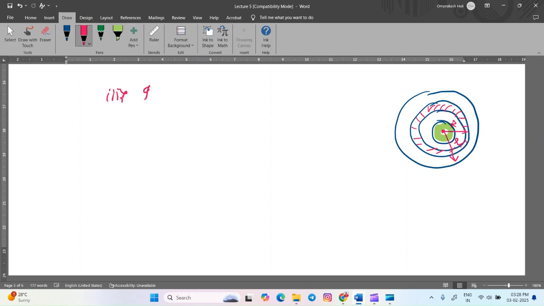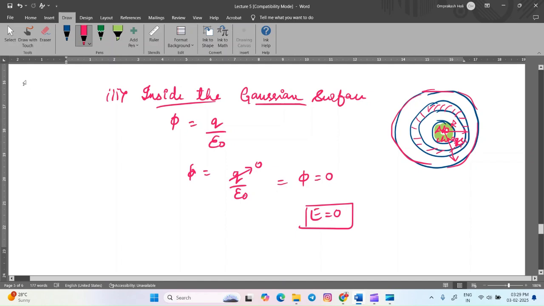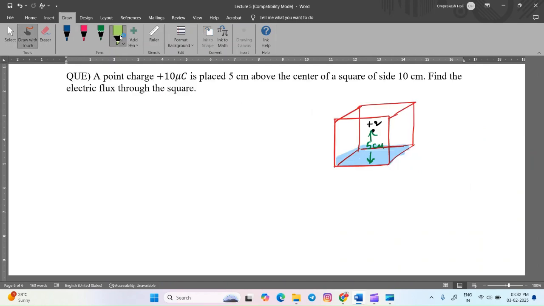Third expression, inside the Gaussian surface, we know by Gauss law that phi is equal to Q by epsilon naught. Since there is no charge inside, because the shell is present outside, outside there is presence of charges, inside there is no charge. Therefore phi is equal to Q divided by epsilon naught. So if Q is equal to 0, that means phi is also equal to 0. That means the electric field intensity is also equal to 0. That gives the electric field intensity due to a uniformly charged thin spherical shell for outside, inside and on the surface of the Gaussian surface. Now let us solve a problem.